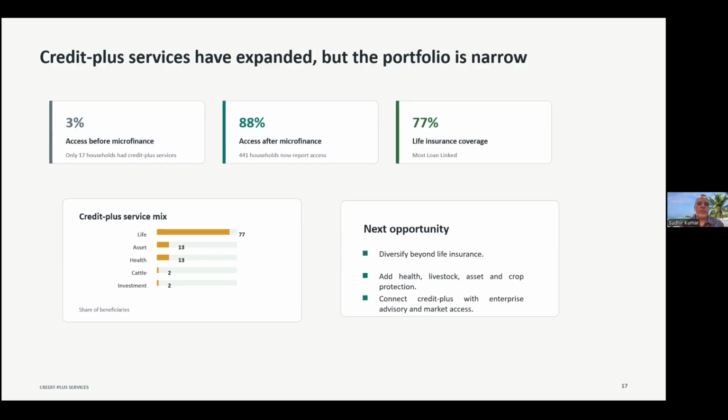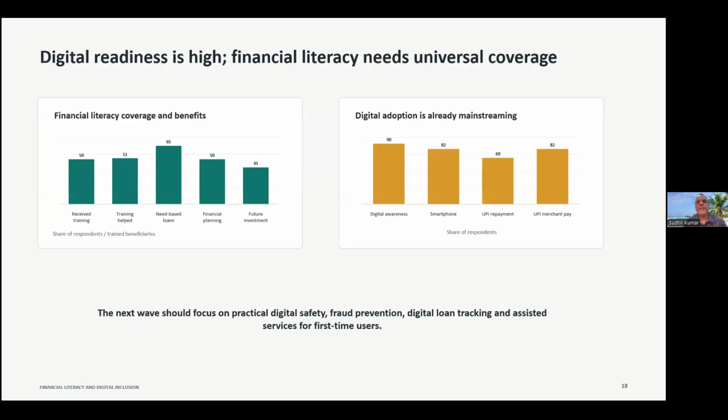But the mix of the credit plus services is largely towards life insurance, which is a loan-linked insurance, which is causing this figure to shoot up. Now, health, livestock, assets, and investment remain to be challenged. Investments, in terms of financial services or credit plus services, remain very low, and that's probably the future in terms of how to look at microfinance in a futuristic way. Krishnaji, next.